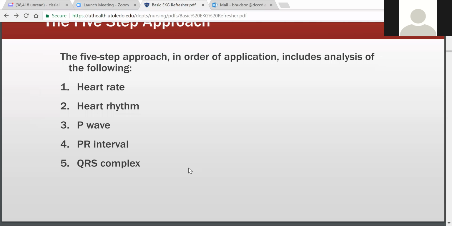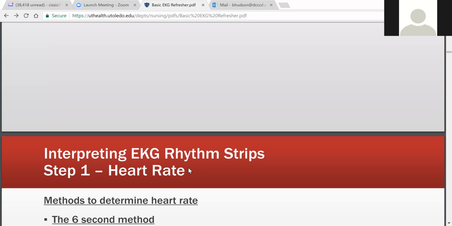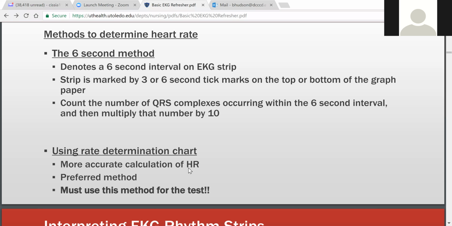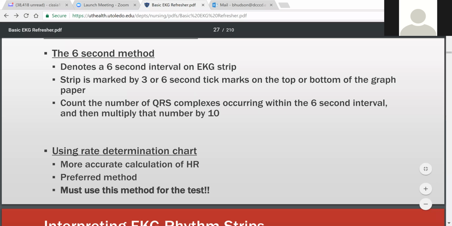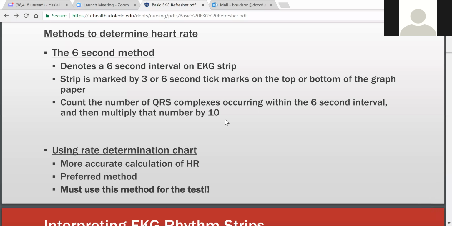We're only doing basic rhythms, so we're not going to complicate the issue. We're just going to count the number of QRS complexes that happen in a 6-second interval, and then multiply it by 10. There are other methods that are more accurate than what we're doing, but we're just doing basic ECG. So we're not looking at what you do to treat it. We're not looking at that.